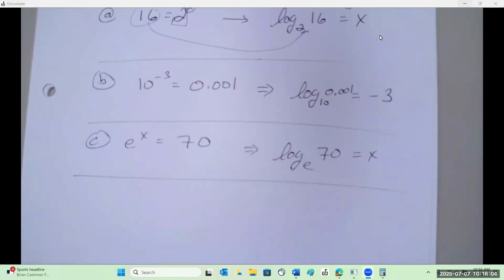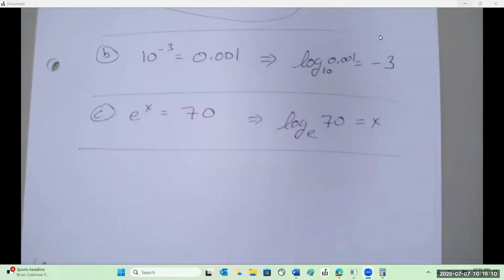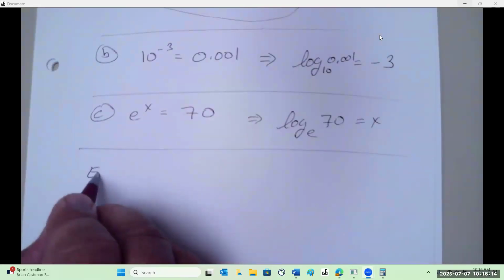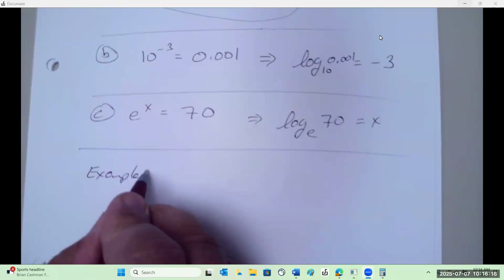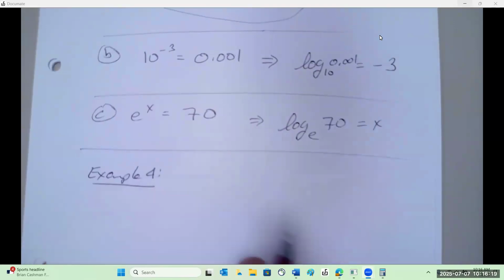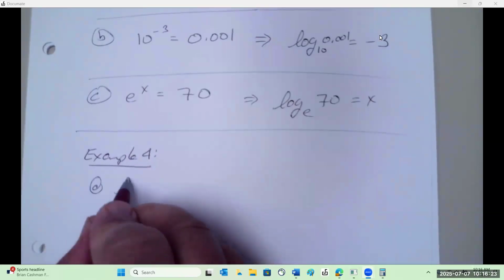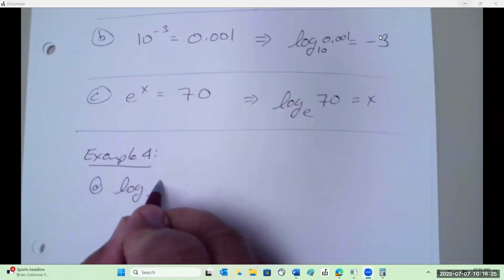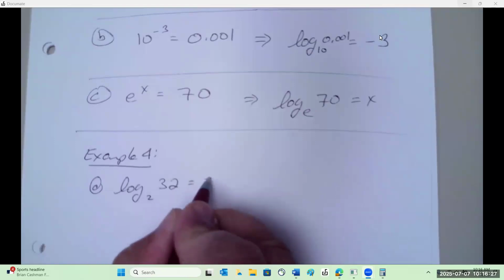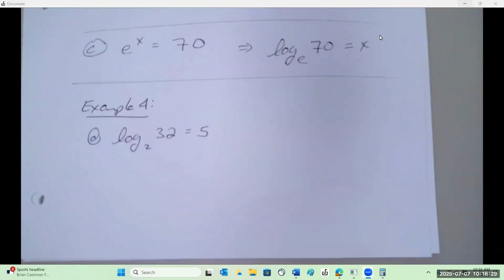And I'm going to give you all, in a second, there are three different types of logarithms. Convert each to exponential. So we have log base 2 of 32 equals 5. Convert that.